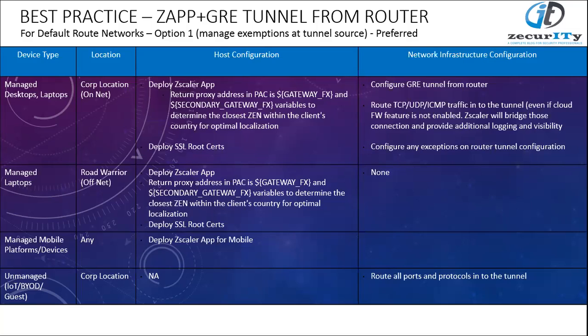If you're using managed laptops and you're connecting from off network, then the Zscaler app will be the one steering the traffic to Zscaler cloud, where you need to use the $gateway_fx and $secondary_gateway_fx variables to determine the closest ZEN within the client country for optimal localization. Here also SSL root certificates are needed to do the SSL inspection. But at the network level, no changes are needed as the users are connecting from outside the corporate.